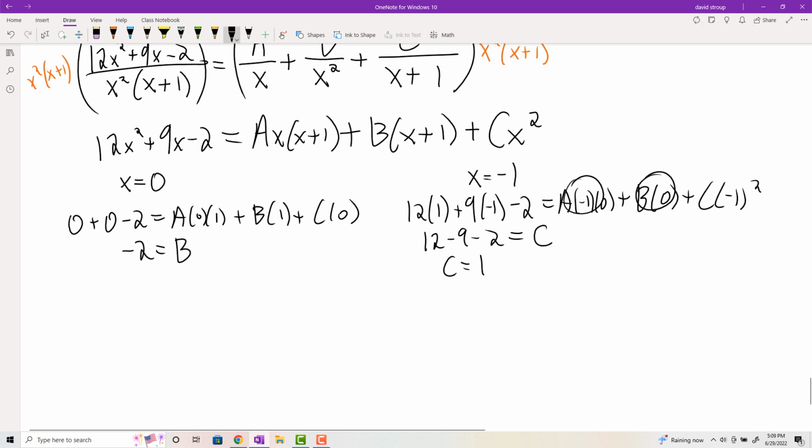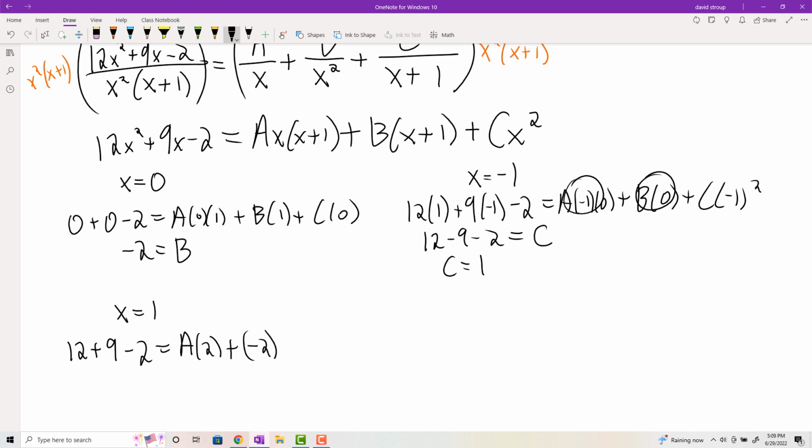Okay, then you could just pick any x value you want. We'll pick x as 1 for the sake of sanity. So I have 12 times 1 squared is just 12. 9 times 1 is 9, minus 2. Then you'll have a times 1 plus 1, which is 1 times 2, which is 2, plus b, which is negative 2, times 1 plus 1, which is 2, plus c, which is 1, times 1 squared, which is also 1.